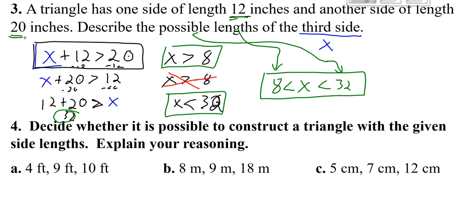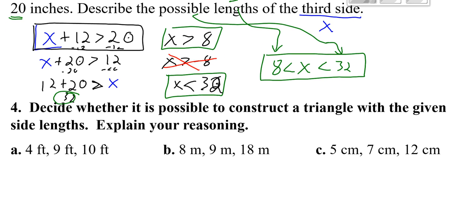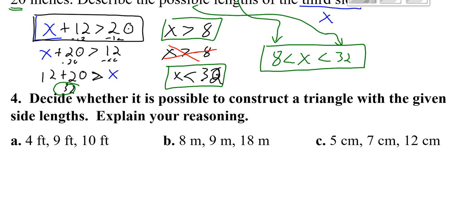So on number 4, looking at it, it's giving us 3 possible lengths and then pretty much asking, can we construct a triangle given these lengths? So if I look at these lengths, I have to make sure all those inequalities are true, that if I take any two, they're larger than the other one left. So if I do 4 plus 9, is that greater than 10?